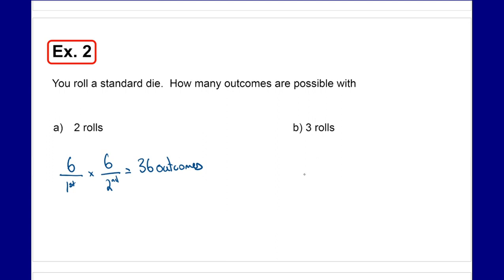For 3 rolls, same idea. 6 for the first roll, 6 for the second. The third roll doesn't change. So 6 for the third roll, so 36 times 6, 216 outcomes.